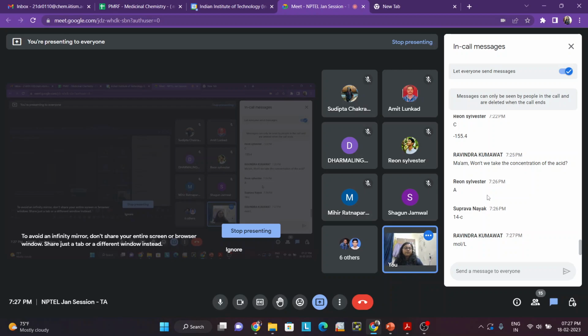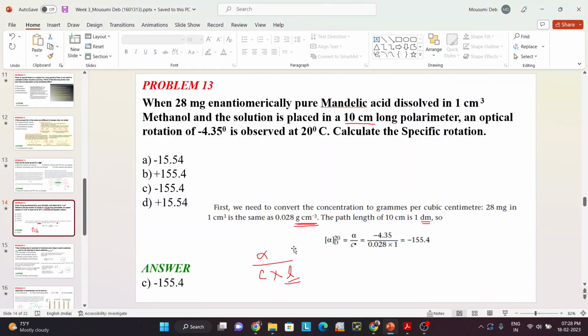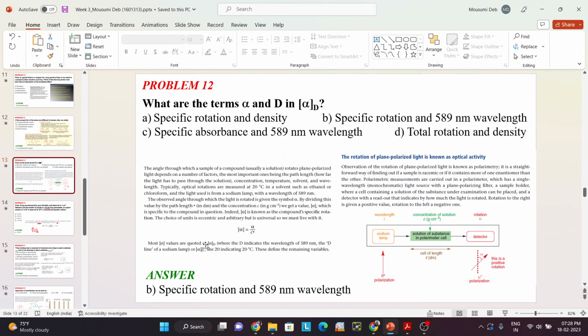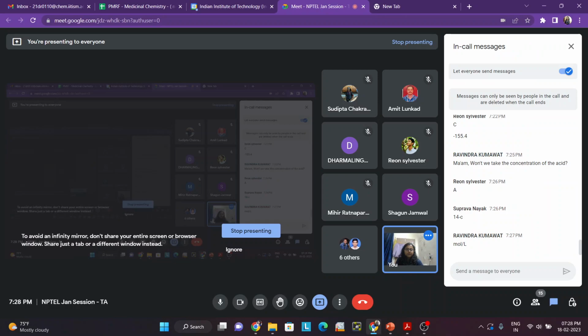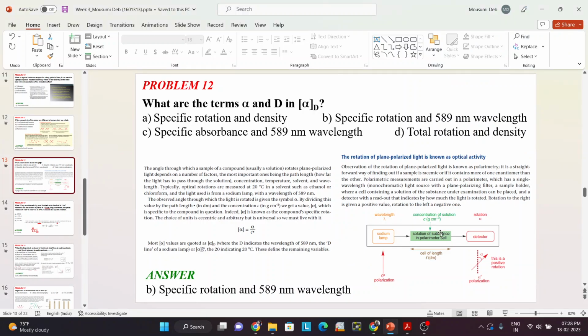Not mole per liter; we will take the concentration in gram per cc. That is what I said when we were discussing optical rotation. When you are doing optical rotation, the concentration is always taken in gram per cc. We do not take mole per liter. That depends on the formula, but this formula particularly takes it in gram per cc.